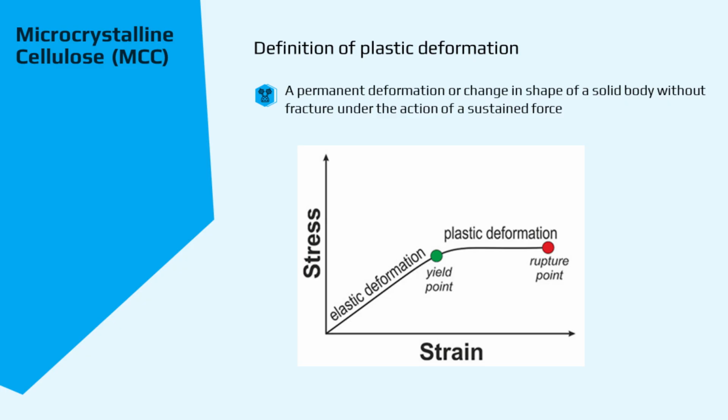Plastic deformation refers to the permanent change in shape of a solid material when subjected to a sustained force, without fracturing. In tablet formulation, this behavior allows materials like microcrystalline cellulose to form strong interparticle bonds under compression, a key factor in achieving robust tablet strength and integrity.